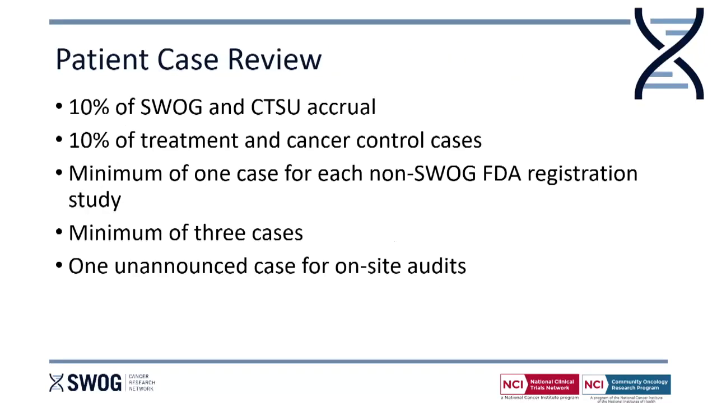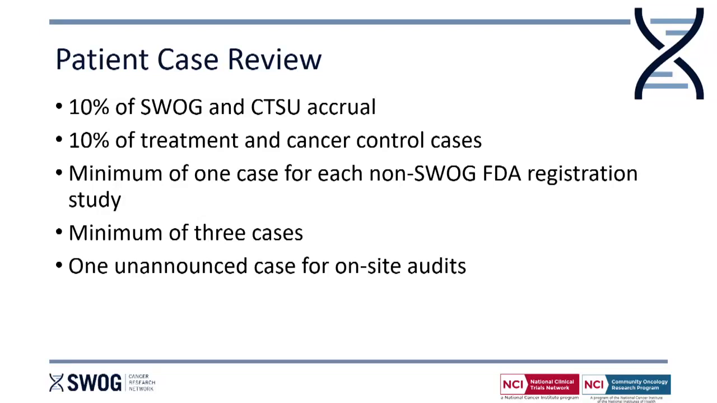So now we're going to look at patient case review. When we set up our case list, we look at 10% of your SWOG and CTSU accrual. We try to get 10% of treatment and cancer control cases. We take a minimum of one case for each of the non-SWOG FDA registration studies. We do a minimum of 3 cases when we're looking at that big reg list.